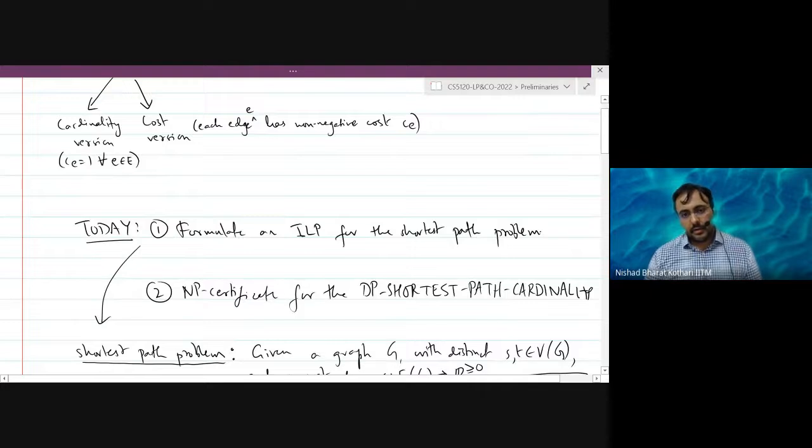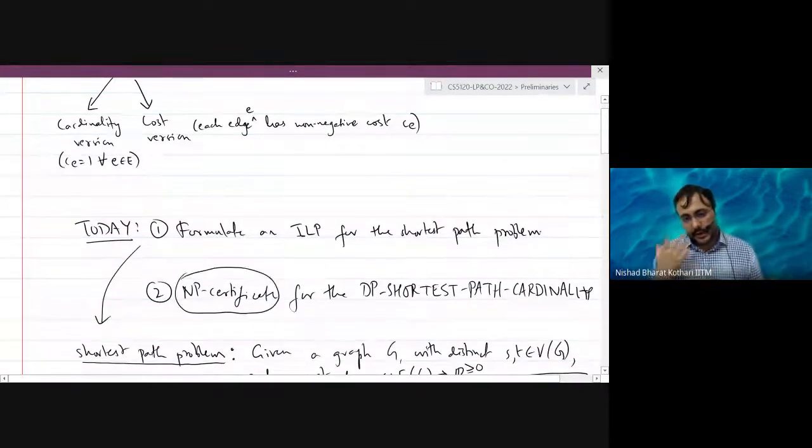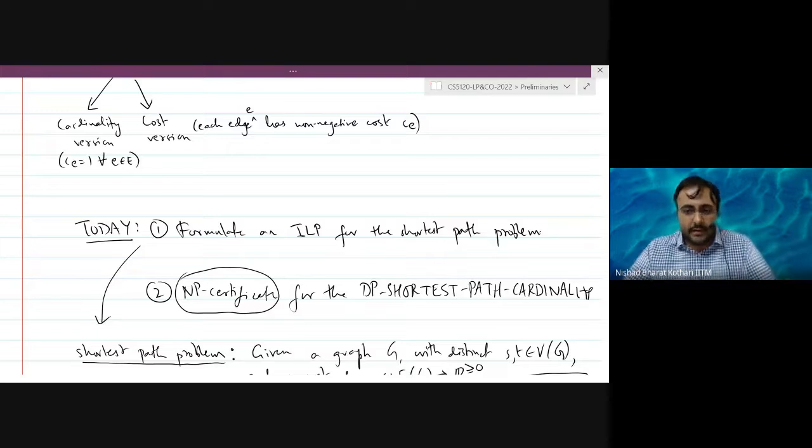Okay. So we have an integer linear program for the shortest path problem, and we are going to consider more properties of this integer linear program. We will consider the LP relaxation, and on your assignment, you will be generalizing this NP certificate to the case when you have cost on the edges. But we still have to discuss this NP certificate. So let's take that up on Monday.